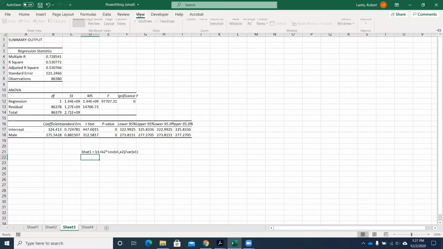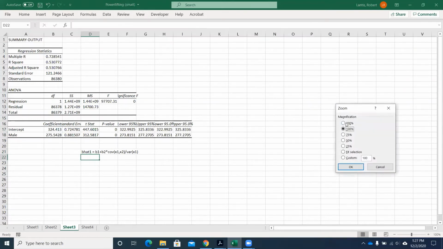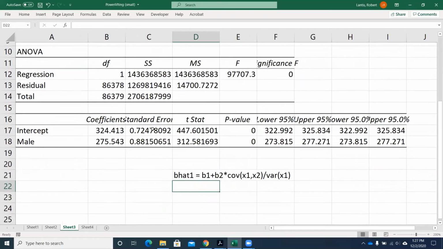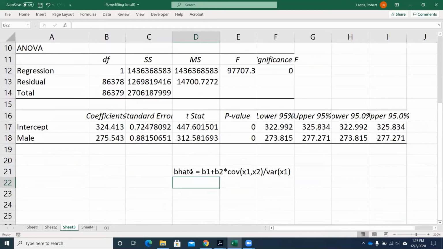I'm going to, once again, zoom in so we can see things a little bit better. All right. So the thing that I observe from the Excel output is B hat, right? So I observed 275 there on that male variable. Now, that captures the true effect, but also this additional component.